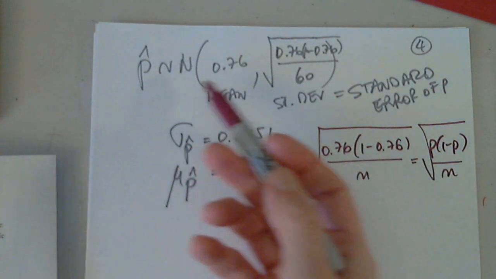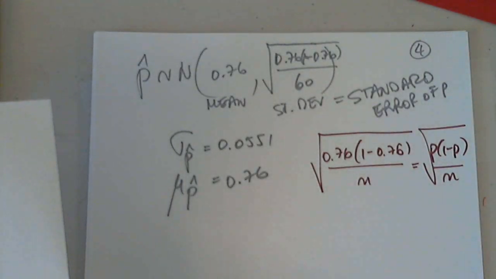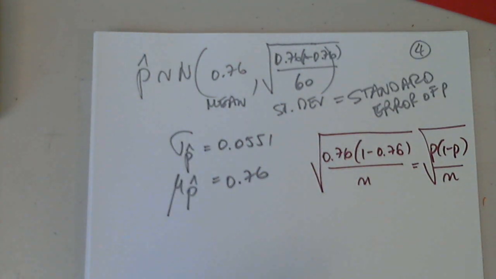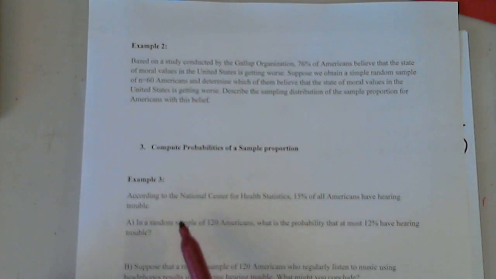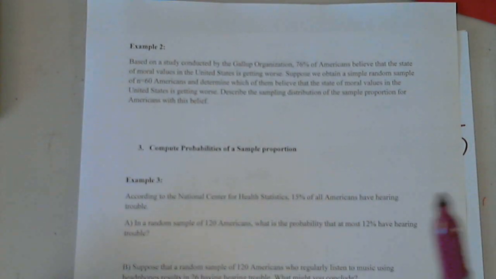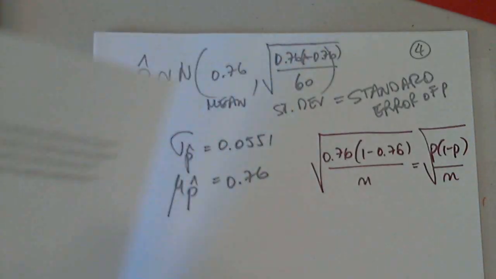Why do we need the sampling distribution? Because we want to look at proportions. And here's an example. Let me know when you're ready for the example. Okay. According to the National Center for Health Statistics, 15% of all Americans have hearing trouble.